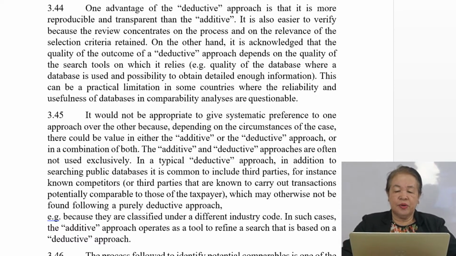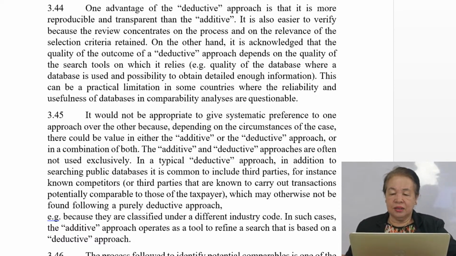The additive and deductive approaches are often not used exclusively. In a typical deductive approach, in addition to searching public databases, it is common to include third parties. For instance, known competitors, no? So ako talaga sinasama ko yung competitors. Or third parties that are known to carry out transactions potentially comparable to those of a taxpayer, no? Which may otherwise not be found following a purely deductive approach because they're classified under a different industry code. In such cases, the additive approach operates as a tool to refine a search that is based on a deductive approach, no? So, depende na yun sa analyst, no?